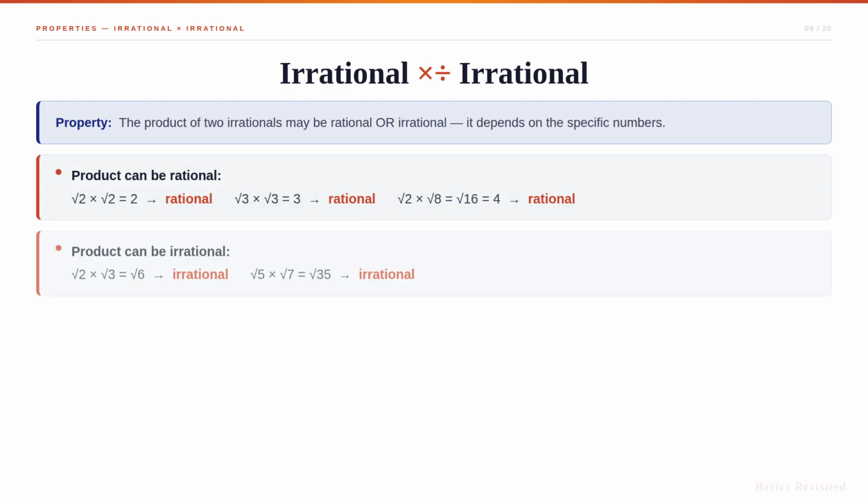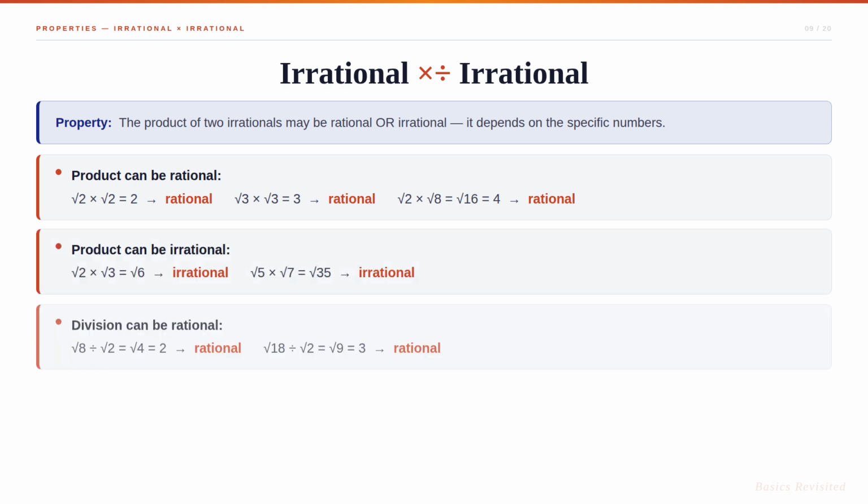Product can be irrational. Root 2 times root 3 equals root 6. Irrational. Root 5 times root 7 equals root 35. Irrational. Division can be rational. Root 8 divided by root 2 equals root 4 equals 2. Rational. Root 18 divided by root 2 equals root 9 equals 3. Rational.